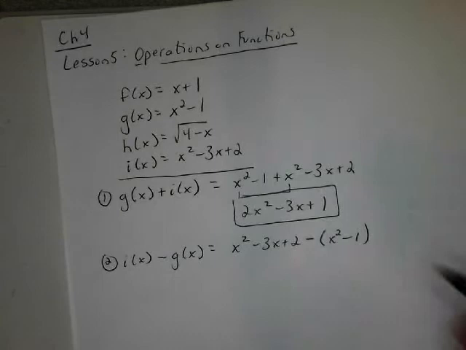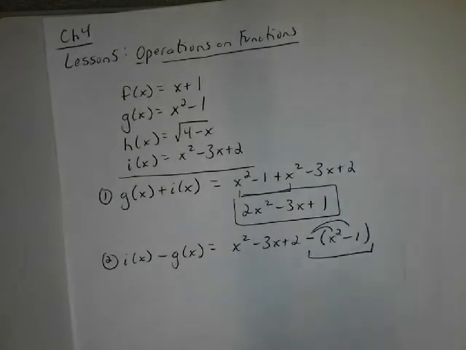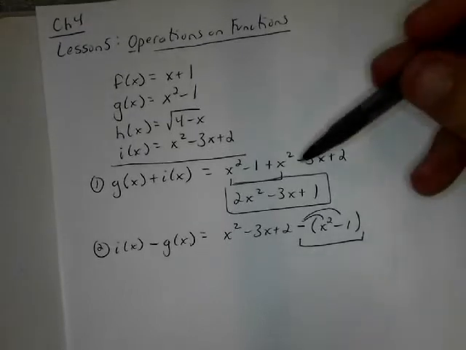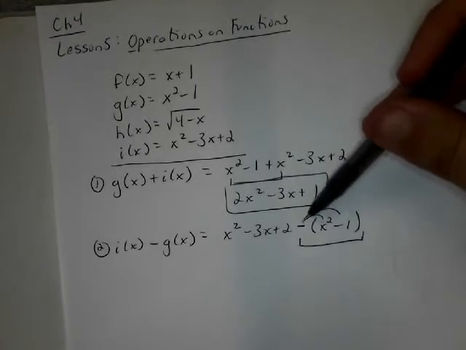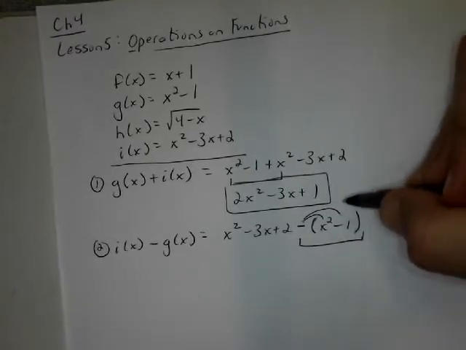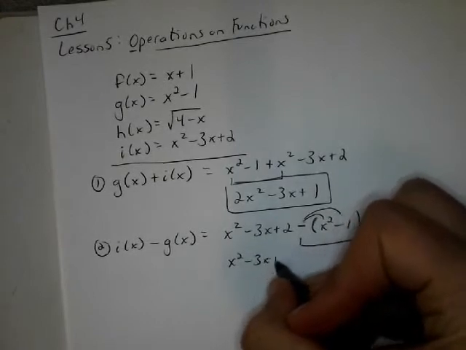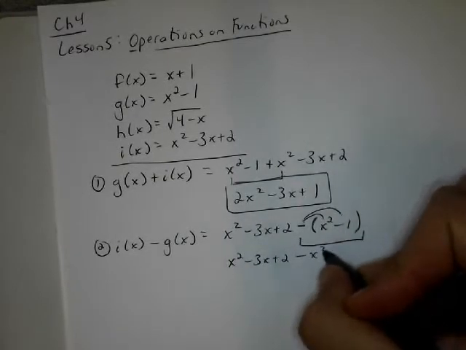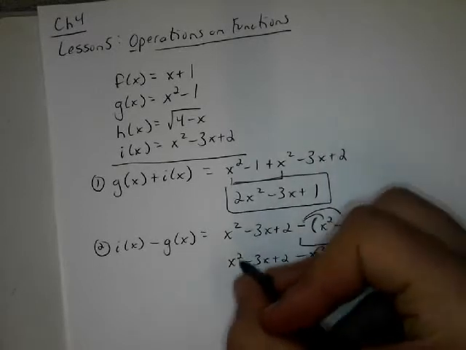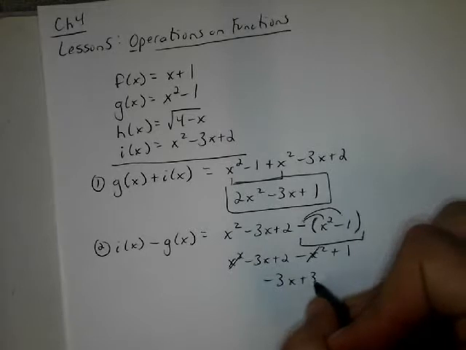When you do g of x, be careful. This is the mistake people often make. They don't distribute the minus sign. You'll see me throughout the year and into next year always distributing this minus sign by putting parentheses here first to remind myself to do it. So when we do this, we get x squared minus 3x plus 2 minus x squared plus 1. Notice those cancel, and we're left with negative 3x plus 3.